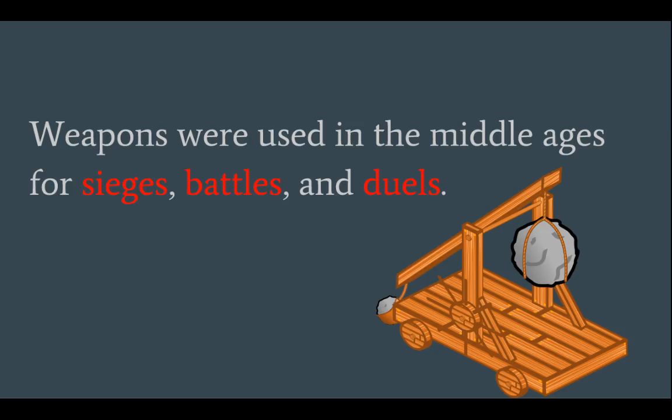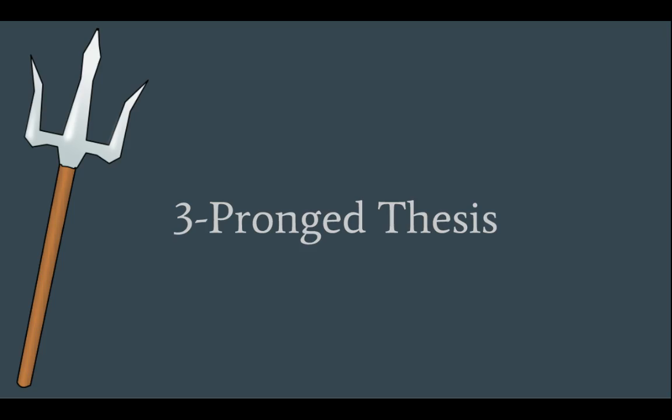Do you notice anything about this sentence? Sieges, battles, and duels. It kind of sounds like a list, right? That's called a three-pronged thesis. You don't always have to write 3 answers to your topic question, but it can be helpful if you're writing a 5-paragraph essay. It tells what each of the 3 body paragraphs is going to be about.